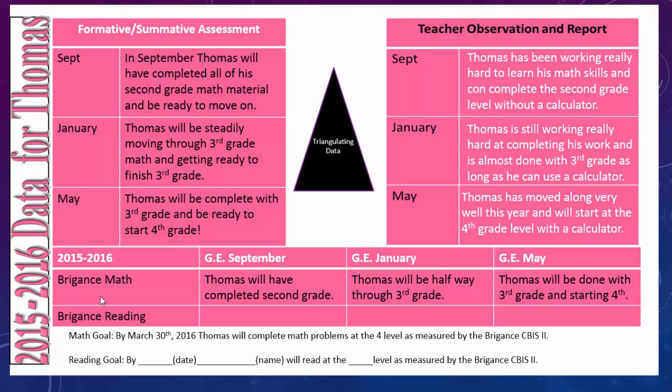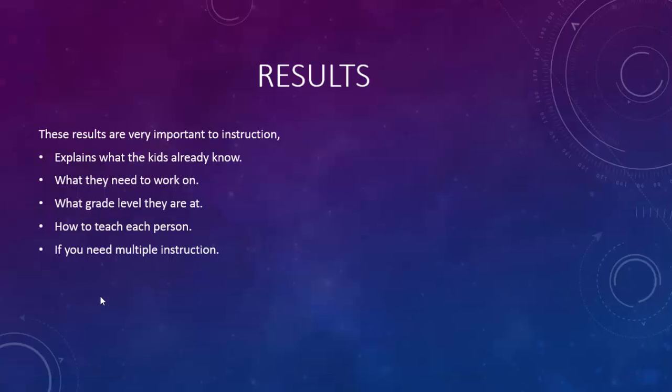This was kind of my observations for my formative, summative teacher observations this year, for the 2015-2016 data for Thomas. His formative assessment improved each time that I did it. I tested him in September, January, and May. And he started at the 2nd grade level, and he's progressed up to the 4th grade level. And that is with the calculator.